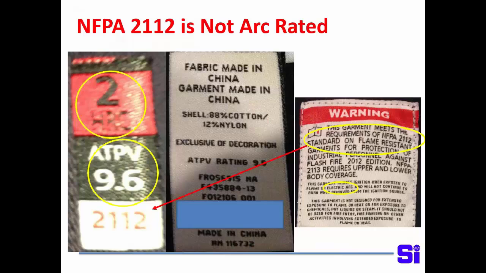I have seen dual-rated garments. It says that it's tested to NFPA 2112 and ASTM F1506. But if it doesn't say that it's tested to ASTM F1506, this is not appropriate clothing to wear for an electrical worker.